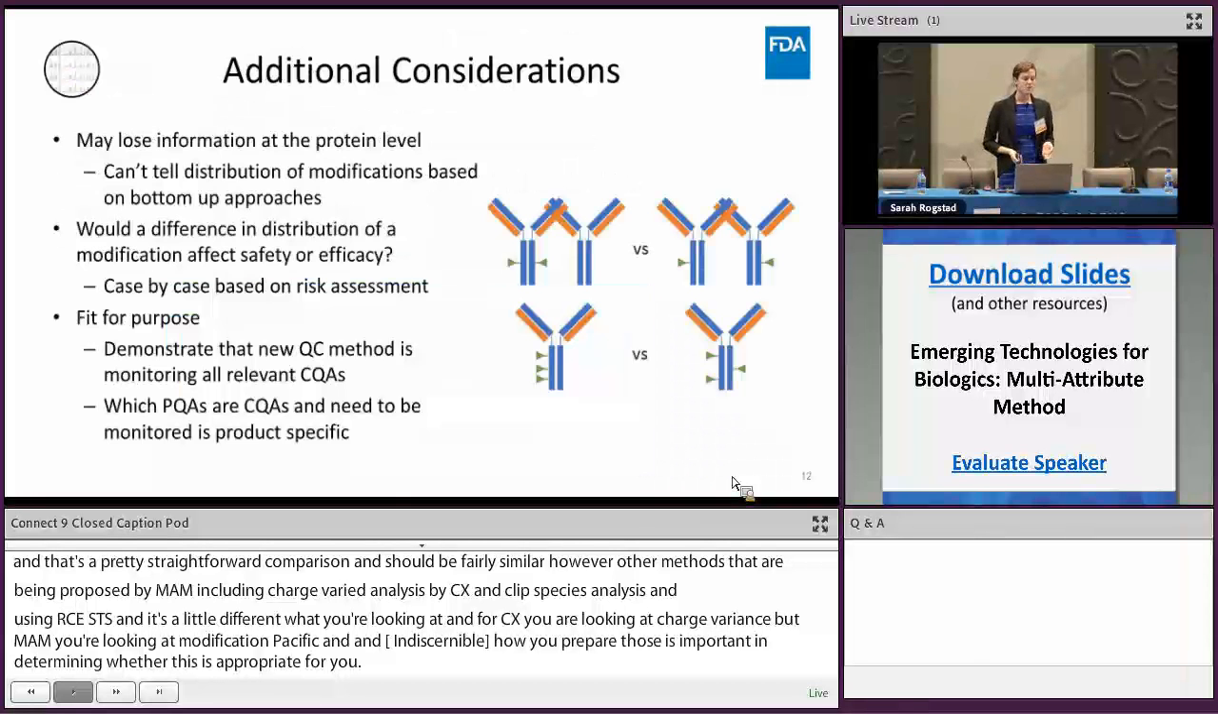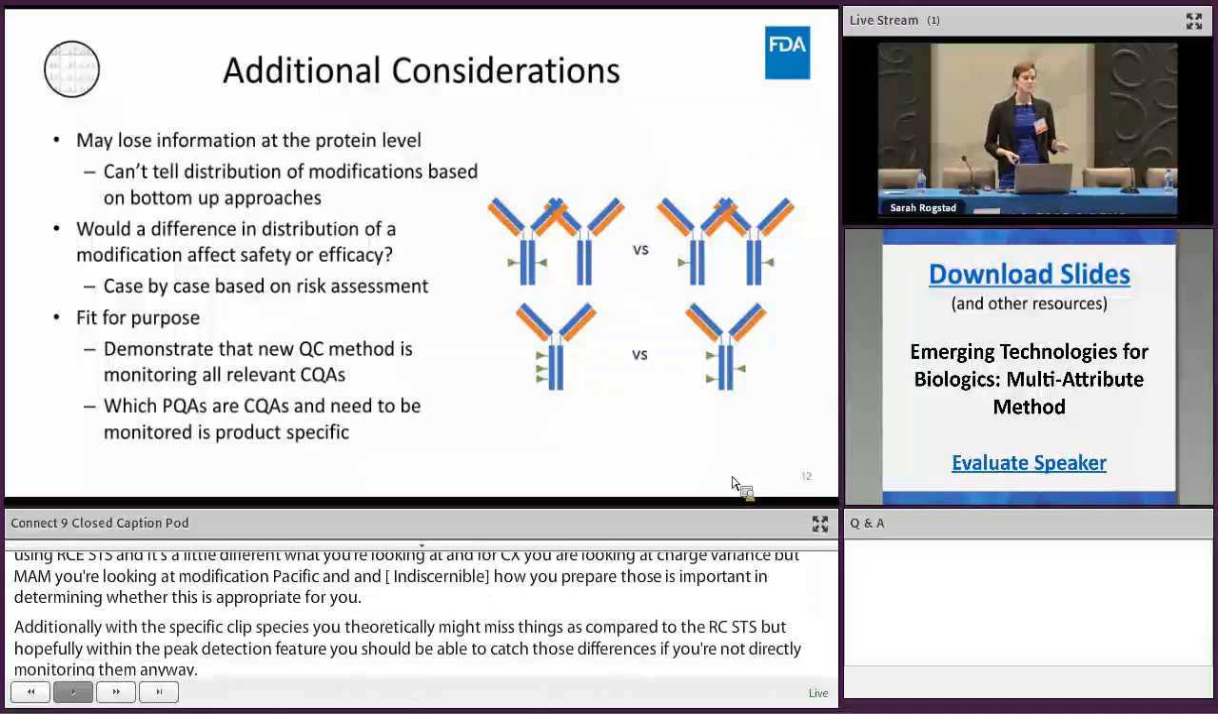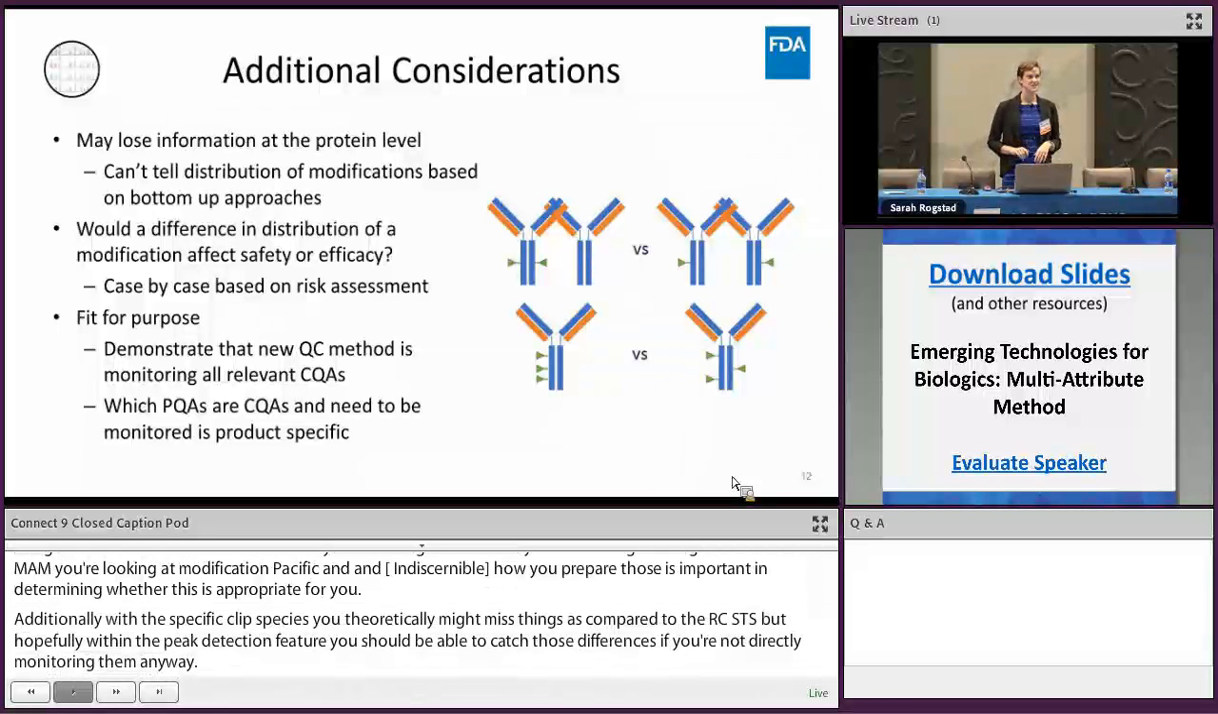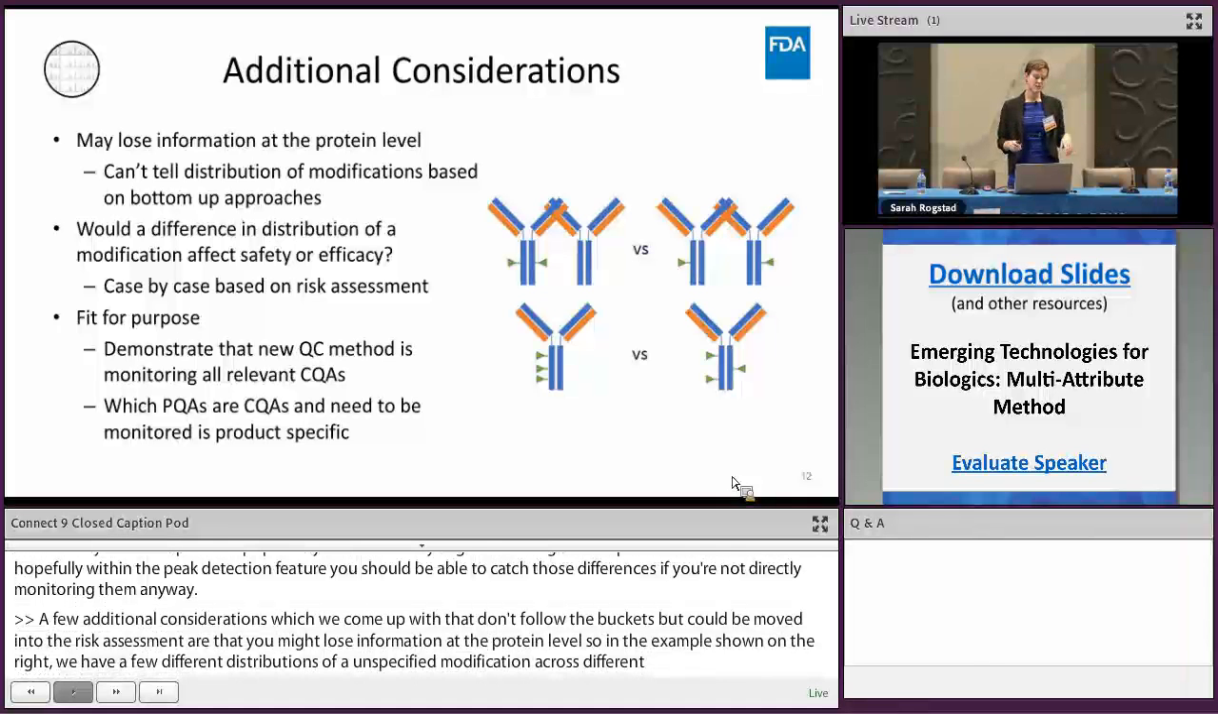A few additional considerations that we've come up with that don't quite fall into the buckets, but can probably be looped into the risk assessment, are that you might lose information at the protein level. In the example shown on the right, we have a few different distributions of an unspecified modification across particular antibodies. If you generally have 2 modifications, one on each chain in half of your molecules and on neither chain in half of your molecules, you wouldn't necessarily be able to tell the difference between that and having all of your molecules with 1 modification on each chain.